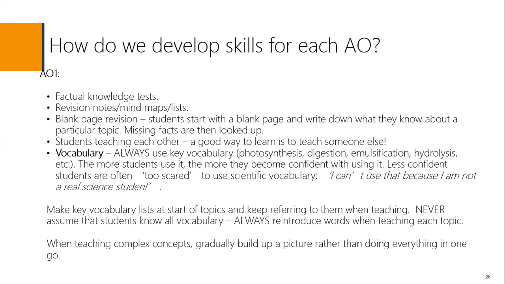Always use key vocabulary. We'll see an example of this later, but students are expected to use the correct vocabulary, such as photosynthesis, digestion, emulsification, hydrolysis. And if they use it all the time, they will become more confident with it as they go through the course. It's a good idea to make a list of key vocabulary at the start of each topic and then keep referring back to them. When teaching complex concepts, build up a picture gradually rather than doing everything in one go.